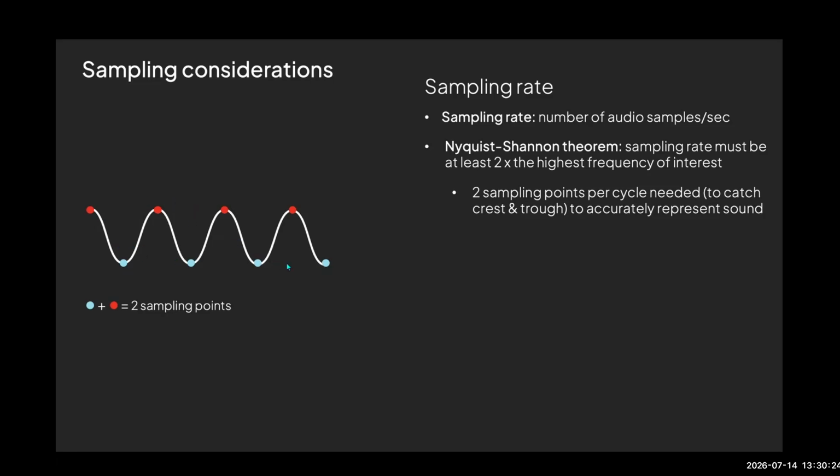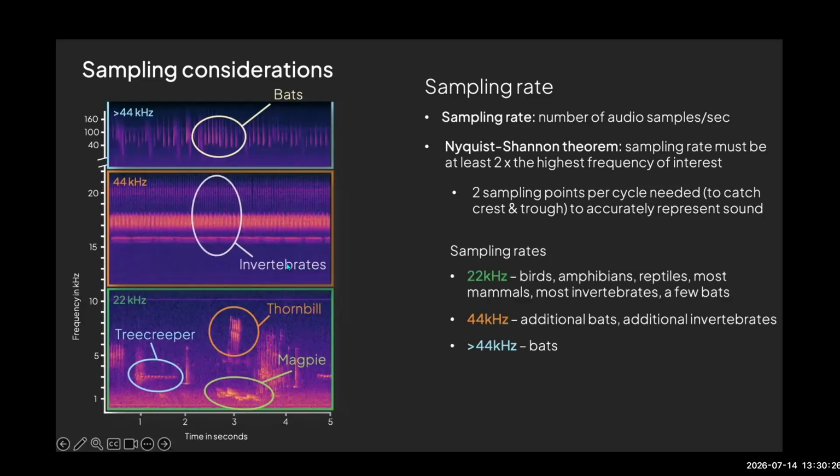If you're recording at around 22 kilohertz, which is the green box here, you will be getting most of the birds, amphibians, reptiles, most mammals, most invertebrates, and a few bats. If you then up it to 44 kilohertz, you're getting additional bats and additional invertebrates. Above 44 kilohertz, you're in the ultrasonic frequency range, and that's where you're getting a lot of those really high-pitched vocalizing bats that you can't hear. But obviously, the higher your sampling rate is, the more data storage is required. So that's an important thing to consider.